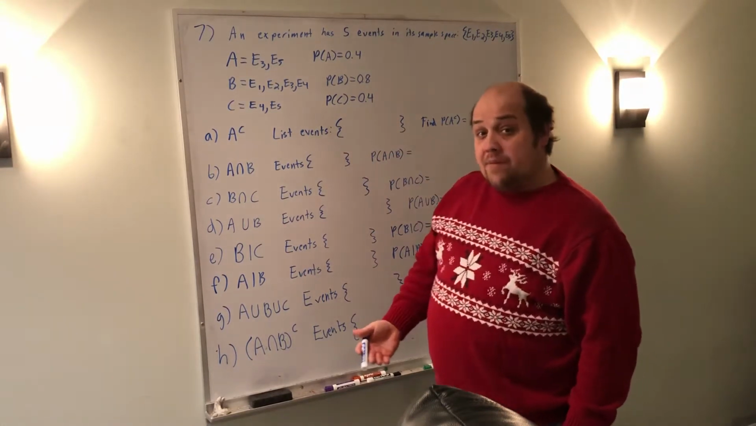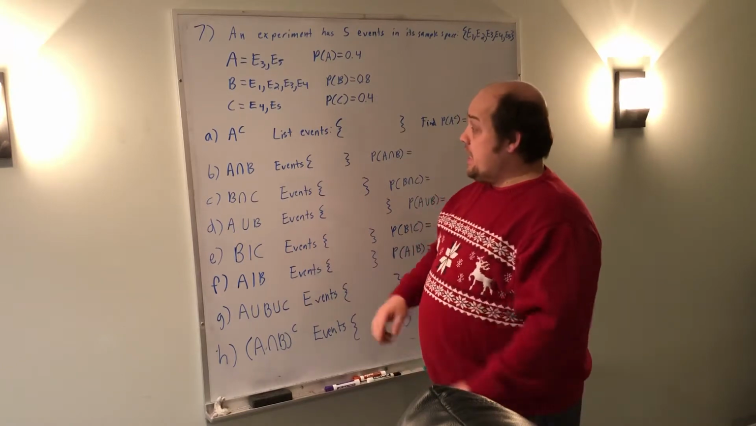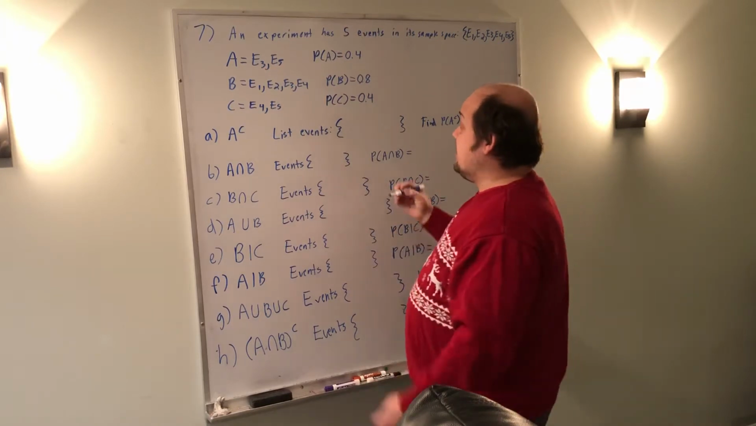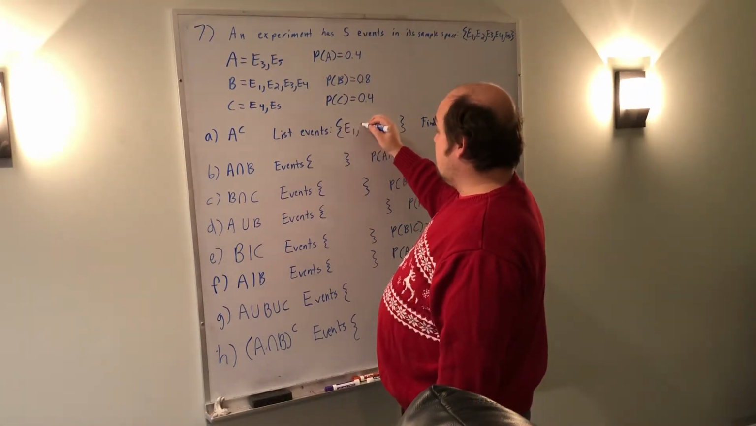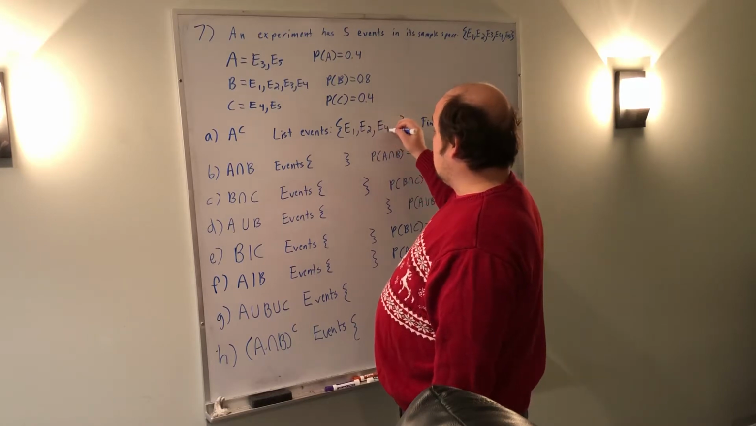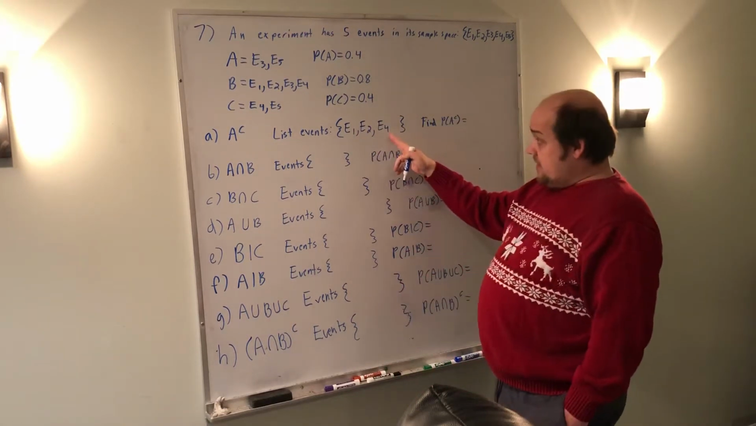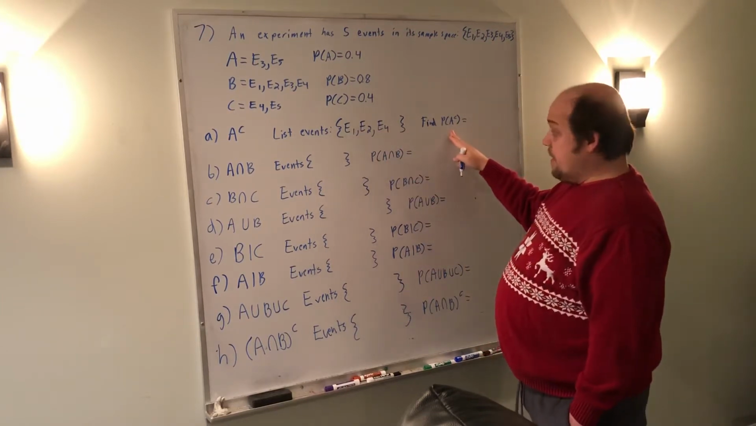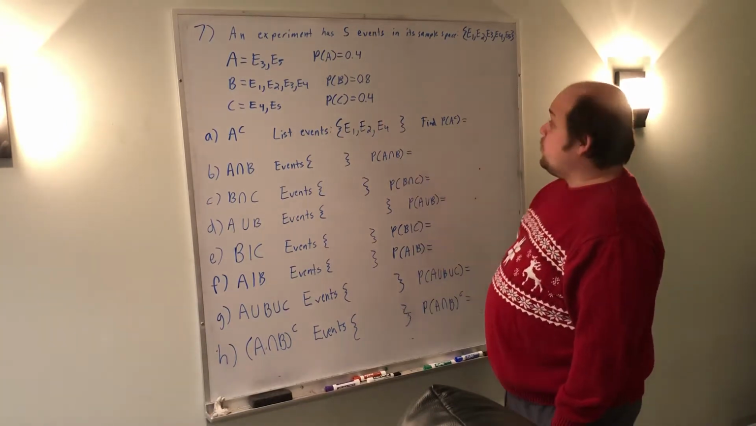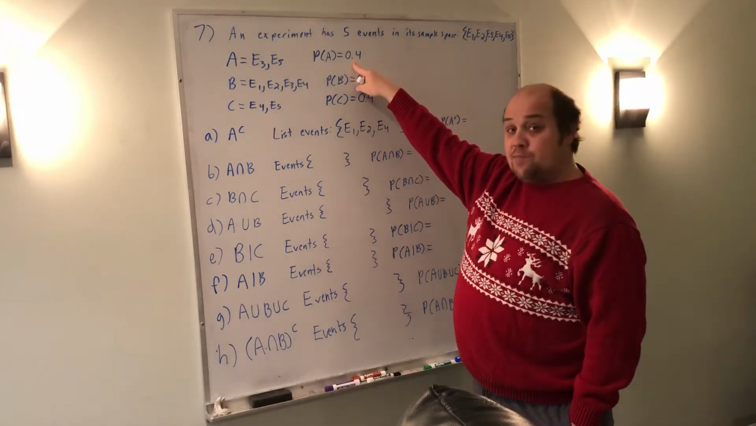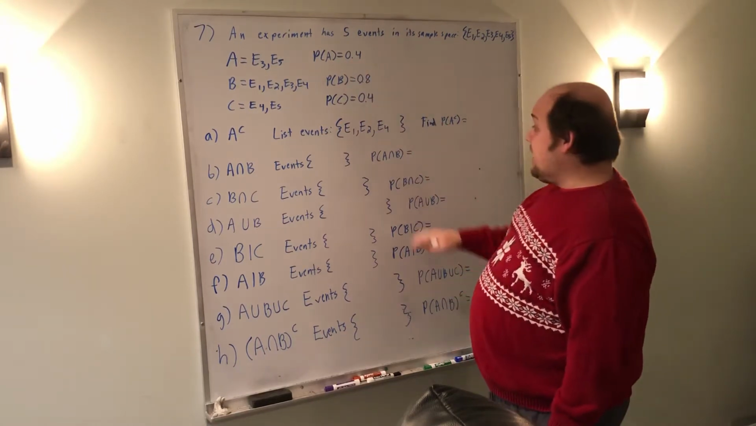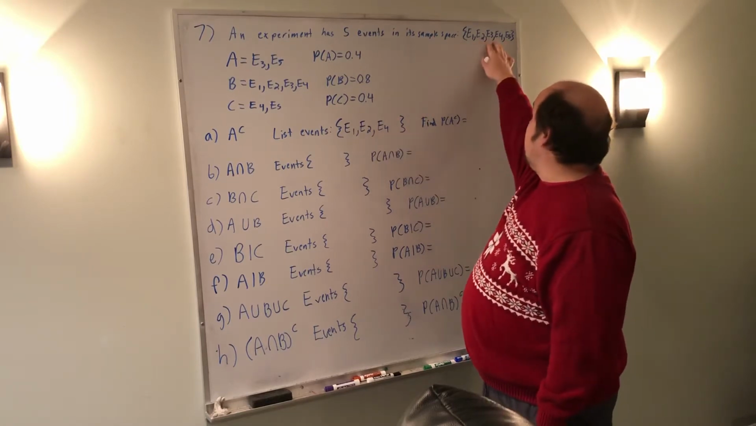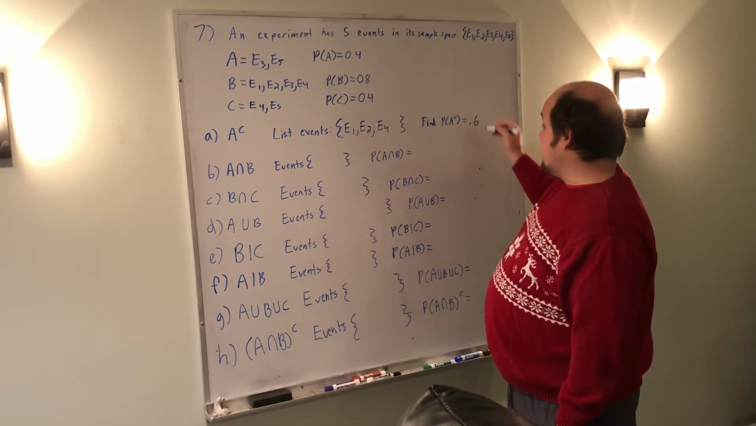When we talk about a complement, it's everything not included in that set. So when we say A complement, we have E3 and E5 in A. That means the things we don't have in A are E1, E2, and E4. These are the 3 events that are missing from A, so these are the 3 events in A complement. The probability of A complement, there's 2 ways I can see this. Either it's 1 minus the probability of A, 1 minus 0.4 would give me 0.6, or I can see it as the 3 events in A complement out of the total sample space. 3 divided by 5 would also give me 0.6.